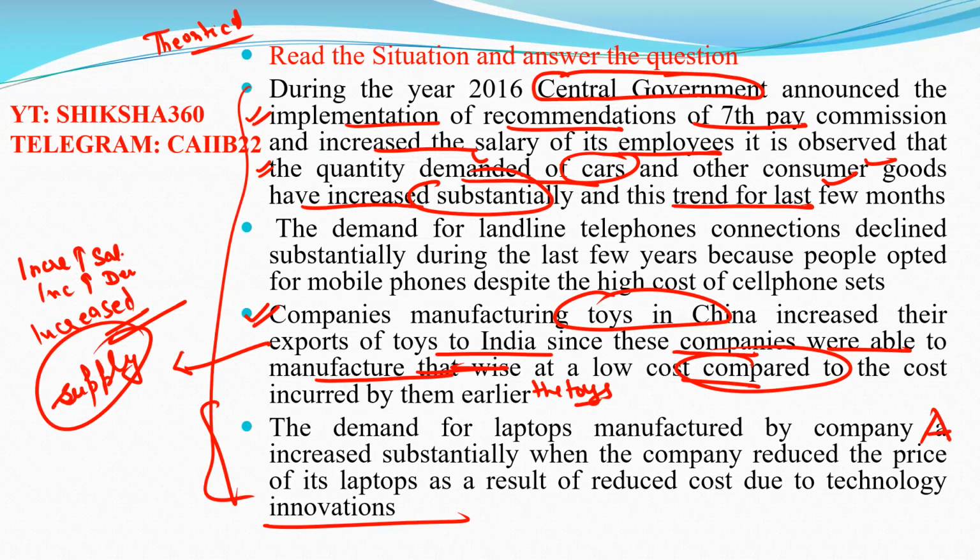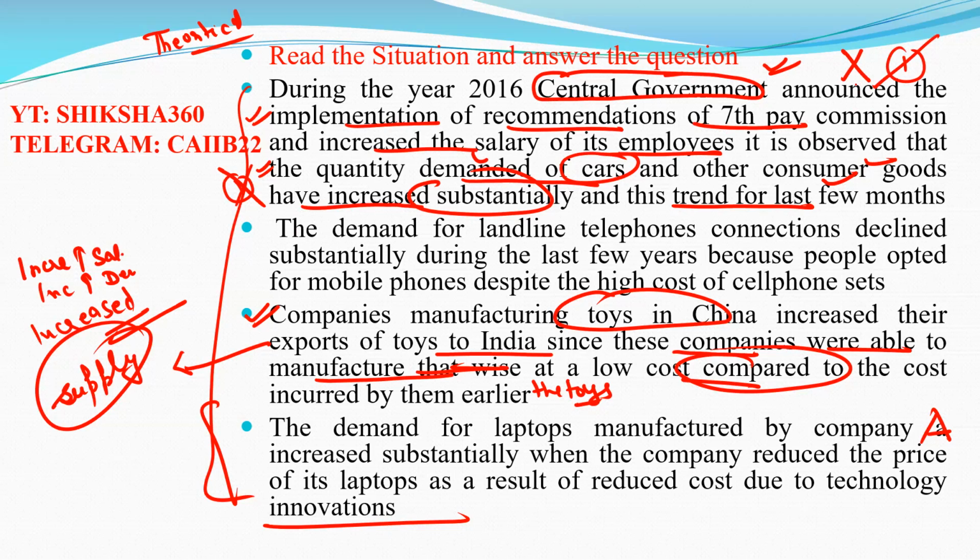So in situation number 1, is there any change in the price of the commodity? Is there any change in the price of the car? Basically, quantity demanded has increased, but there is no change in the price of the car in situation A. So option A is not the answer. This is wrong.